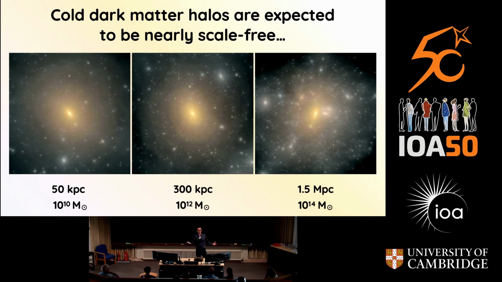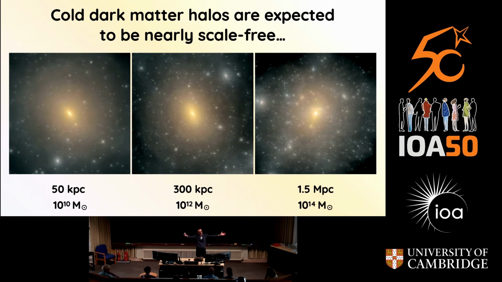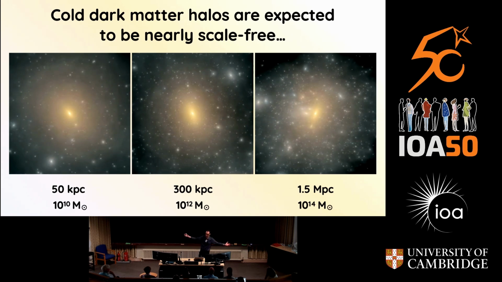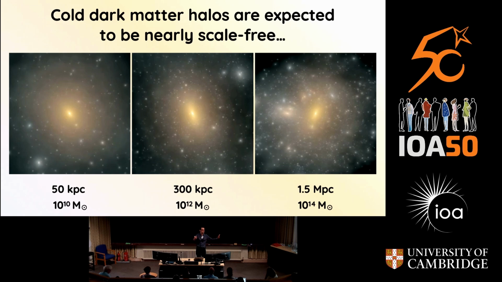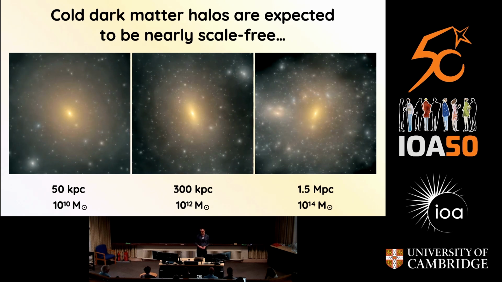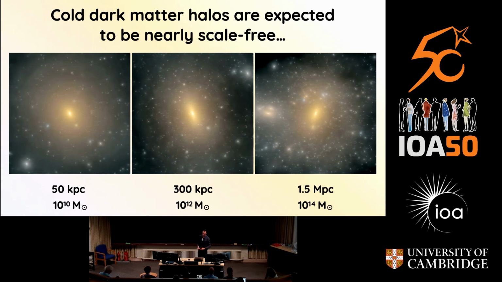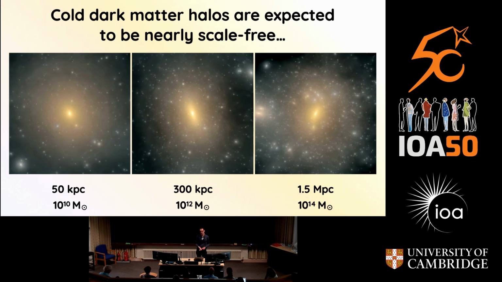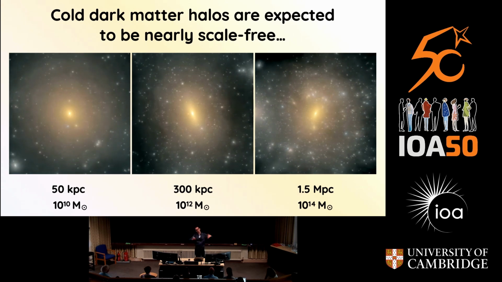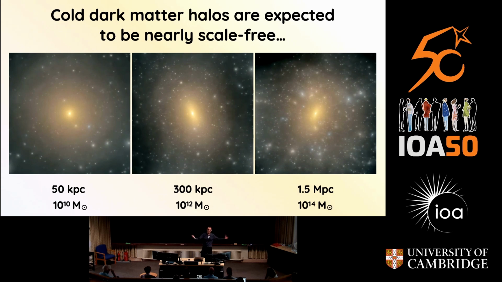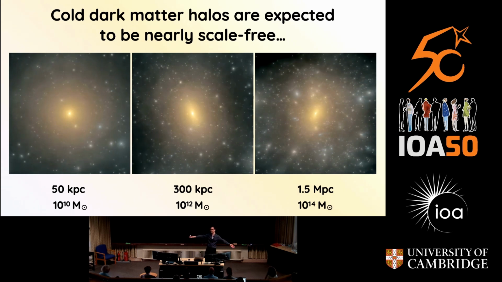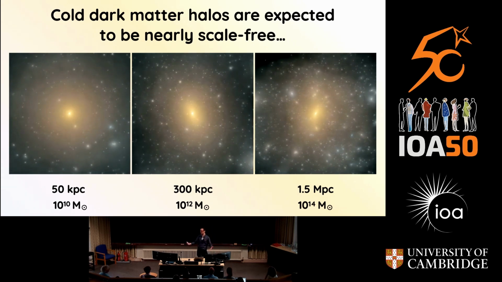The fact is that structure is supposedly formed by cold dark matter, and that's proved an excellent paradigm for understanding the overall formation of structure in our universe. But one of the predictions of the cold dark matter paradigm is that the collapsed objects should be roughly scale-free. That is, it doesn't really matter what mass of object you're looking at. It looks essentially the same.